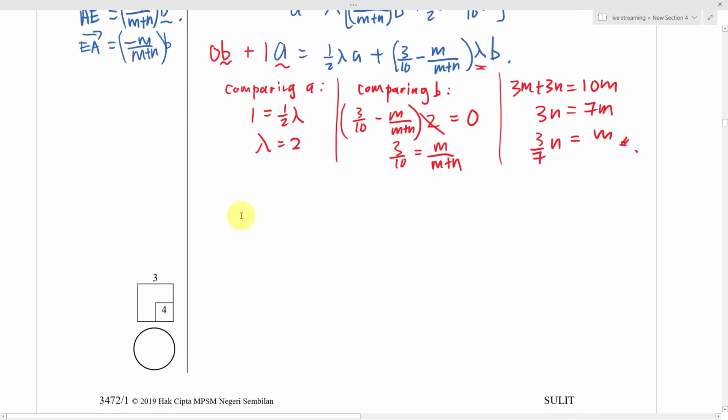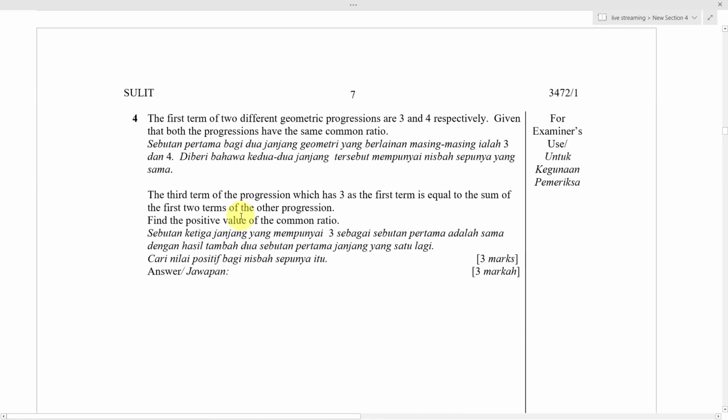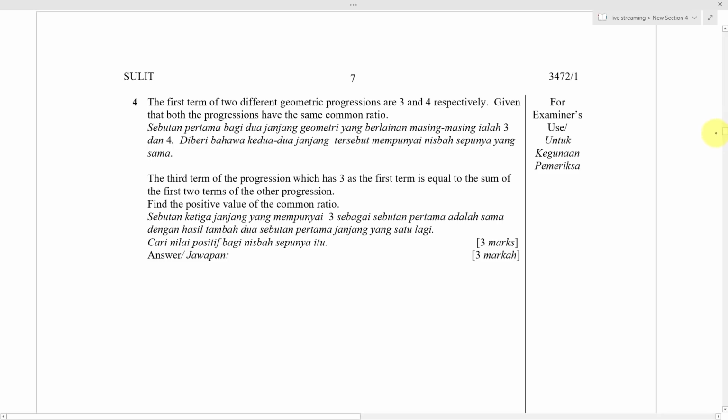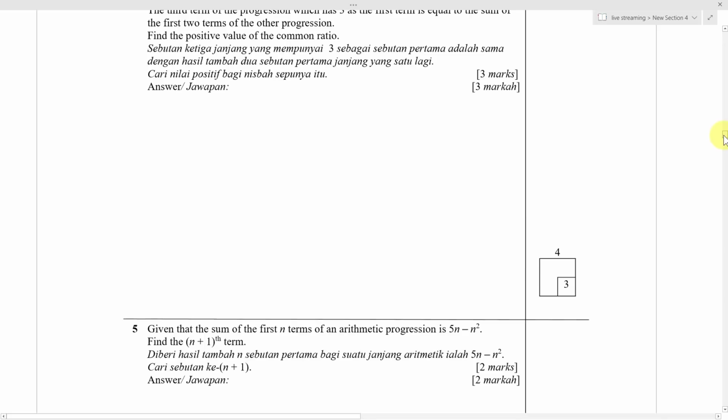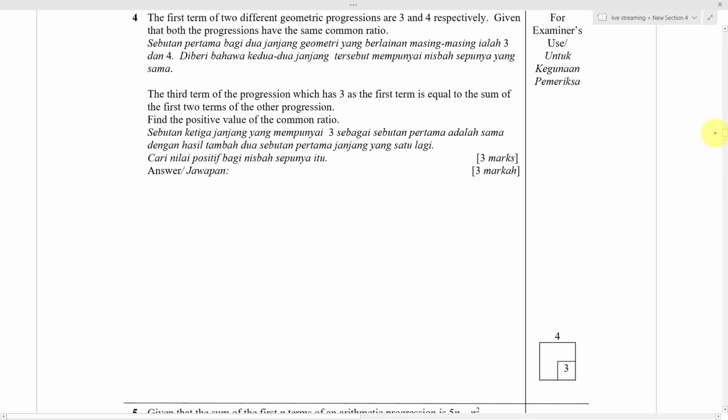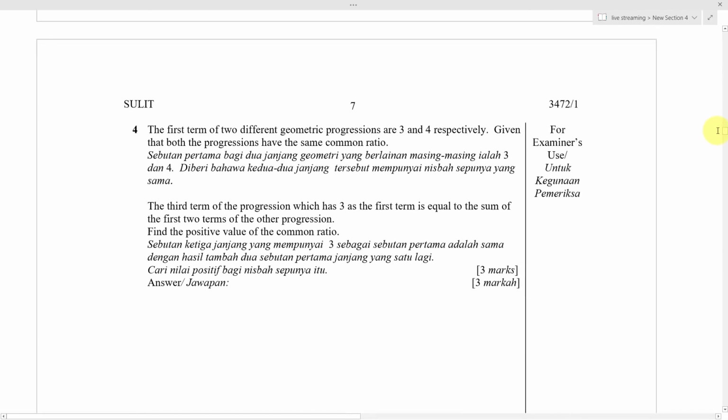Alright, so for this GP question, I would not say it's very hard, but I would say the sentence itself is a little bit confusing, especially the second sentence here. But anyways, let's have a look here.